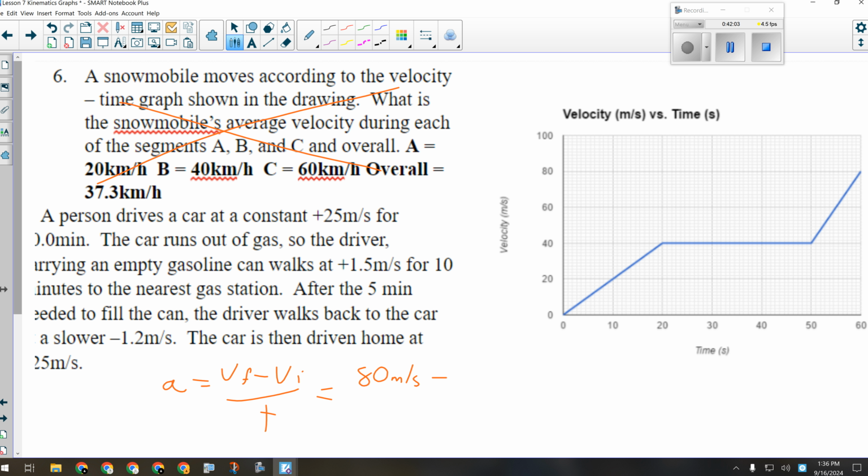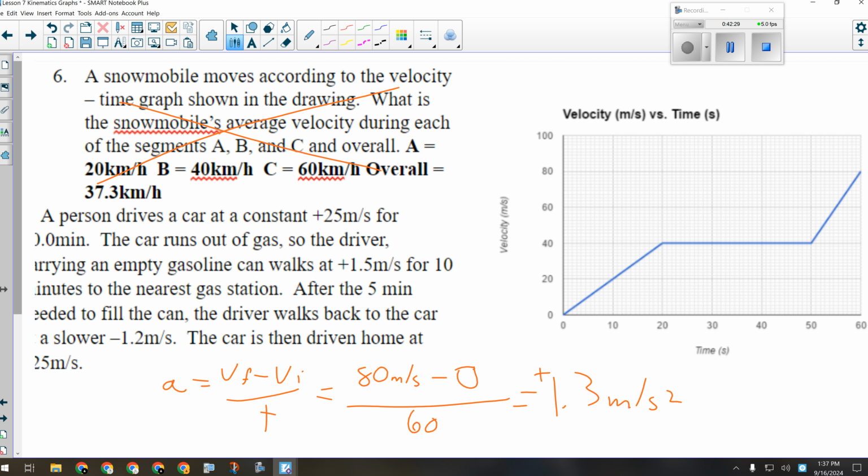Okay, minus 0. Okay, we started at 0 right here. Okay, and how long did that take? 60 seconds. All right, so that's what, 1 1/4 or 1.3? And I better indicate that that's positive because acceleration is a vector quantity and that was in a forward direction.